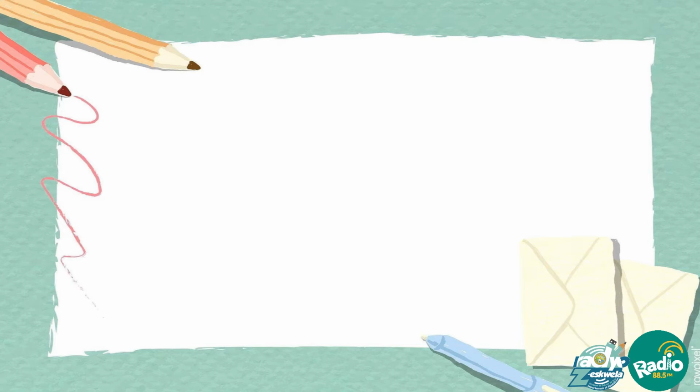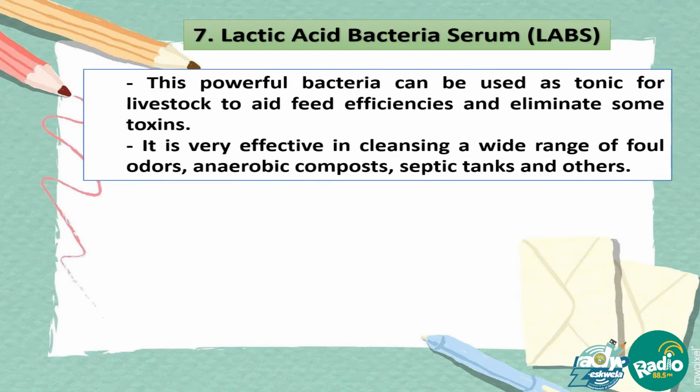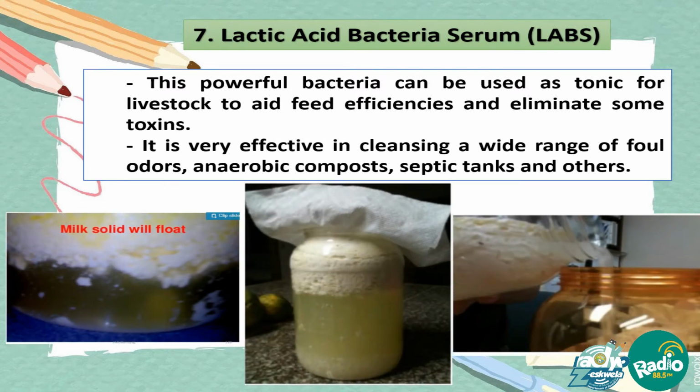We also have the LABS or the lactic acid bacteria serum. This powerful bacteria can be used as tonic for livestock to aid feed efficiencies and eliminate some toxins. It is very effective in cleansing a wide range of foul odors, anaerobic compost, septic tanks, and others.